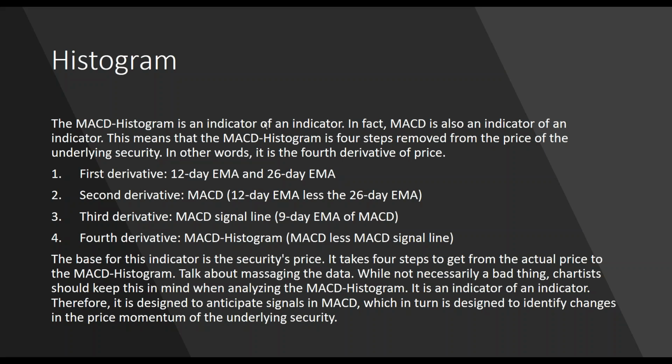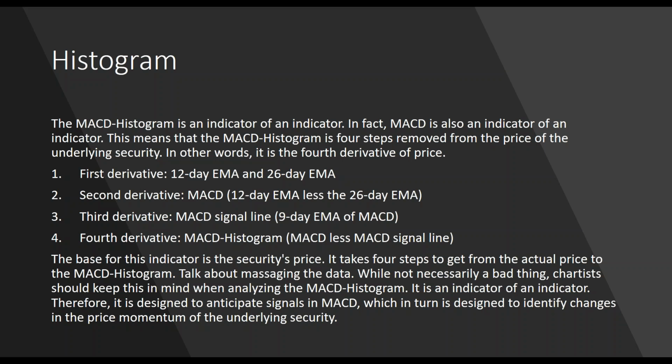Now, I'm going to try to wrap this up, but we're going to go over this pretty quickly. I know we've talked about this till you're sick of it, but the MACD histogram is an indicator of an indicator. It's simply crunched all the numbers from the different ways we've done it and put it on this one little histogram. In fact, the MACD is also an indicator of an indicator. This means that the MACD histogram is 4 steps removed from the price of the underlying security. In other words, it's a 4th derivative of price.